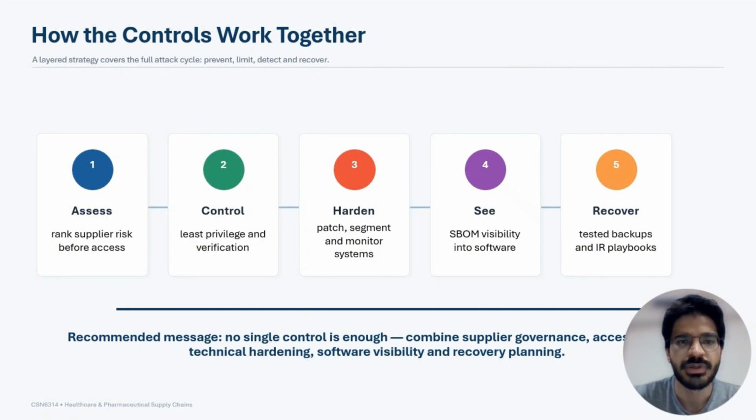So the main point of this slide is that no single control is enough. A strong mitigation strategy needs supplier assessment, access control, system protection, software visibility, and recovery planning working together.